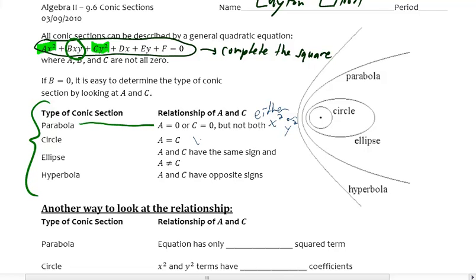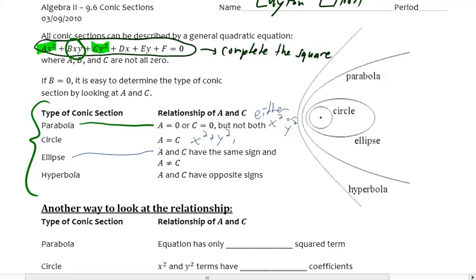For a circle, we have both x squared and y squared, and a and c have the same sign. We could technically have negative x squared minus y squared, but then we just multiply through by -1 and make the right side positive anyway. So this is x squared plus y squared.